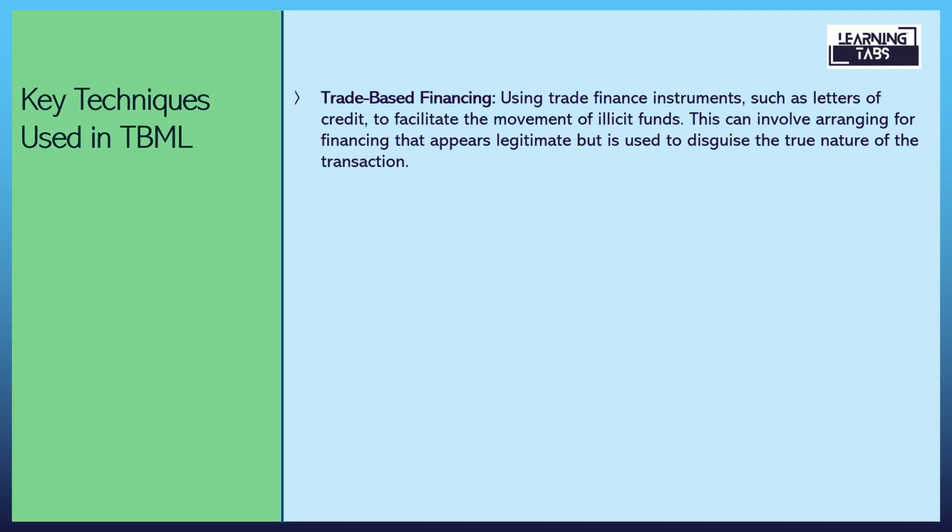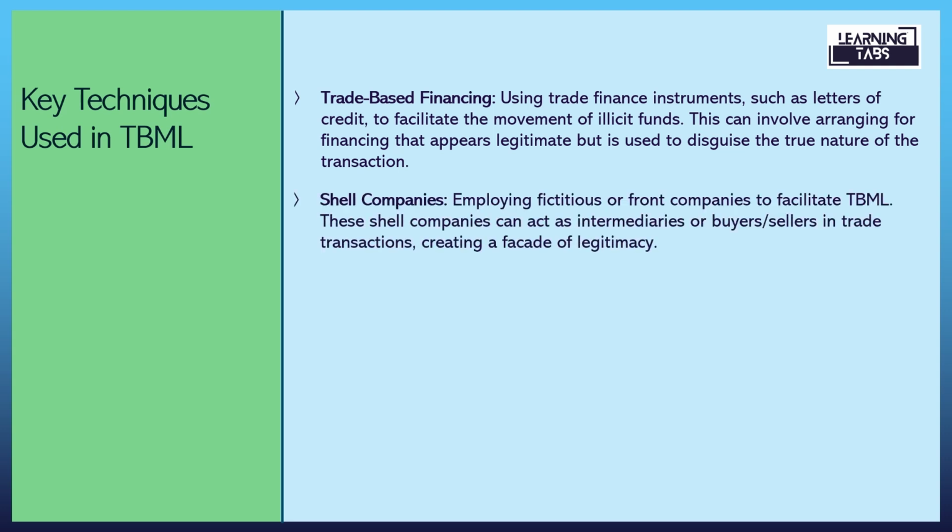Trade-based financing: using trade finance instruments, such as letters of credit, to facilitate the movement of illicit funds. This can involve arranging for financing that appears legitimate, but is used to disguise the true nature of the transaction. Shell companies: employing fictitious or front companies to facilitate TBML. These shell companies can act as intermediaries or buyers/sellers in trade transactions, creating a facade of legitimacy.